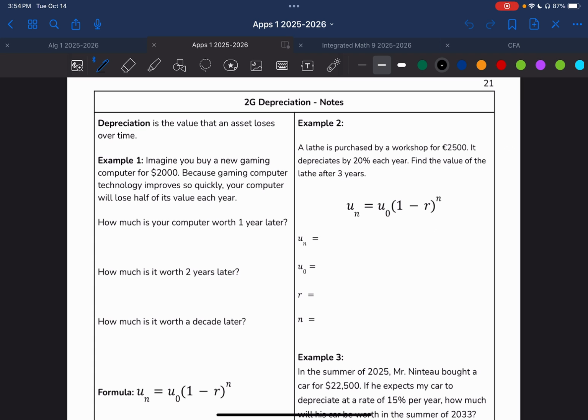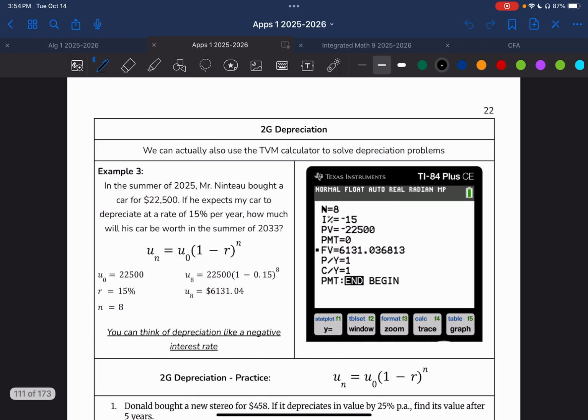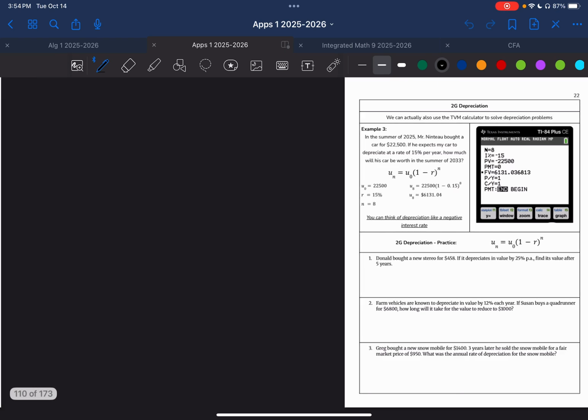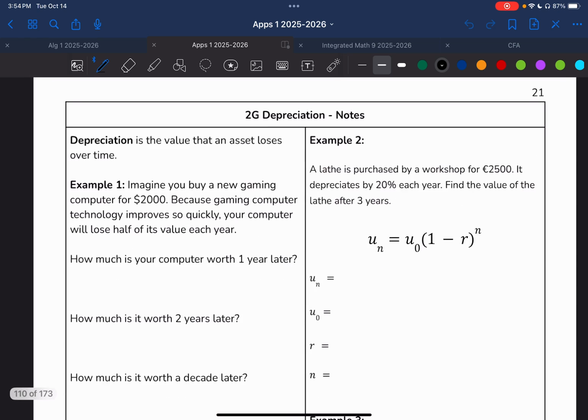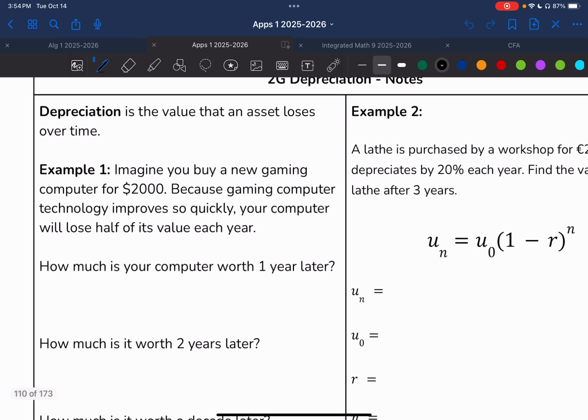All right, so in this video, I'm going to be talking through the notes on depreciation. I'm going to cover pages 21, 22, and 23. And here we're talking about depreciation. If we read the definition, depreciation is the value that an asset loses over time.